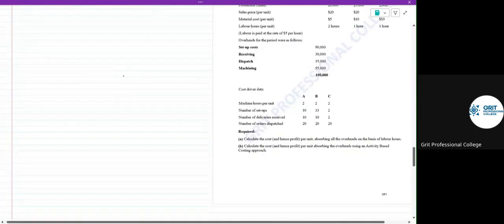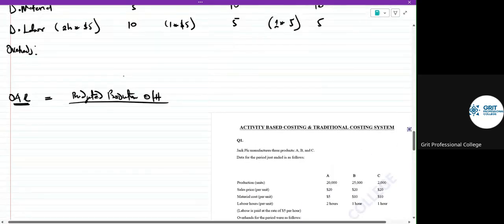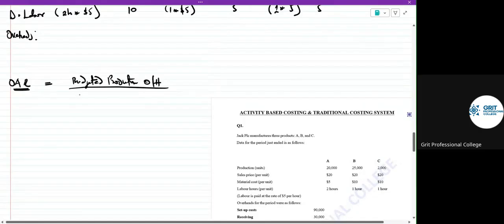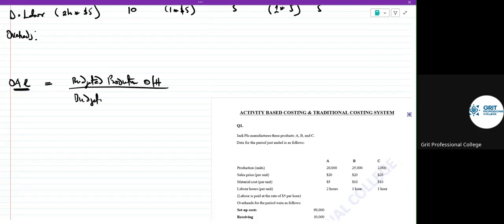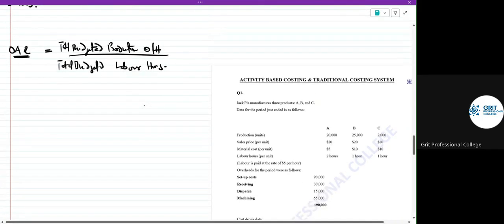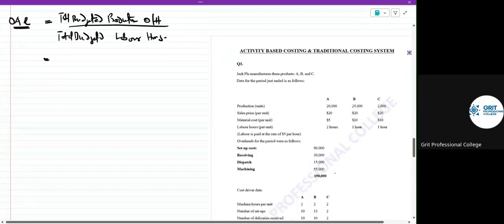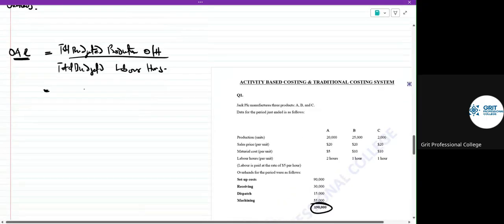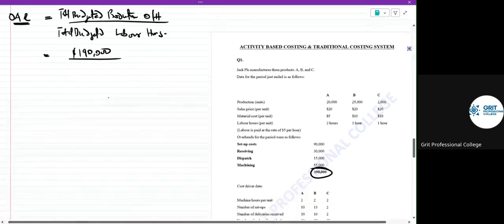Okay, divided by the budgeted total of the basis of absorption. So in this particular question, what is that absorption basis? Labor hours. That is what I want to hear from you. So the budgeted total here is total budgeted labor hours. The total budgeted overheads, when we sum everything up, is 190,000, divided by the total budgeted labor hours.